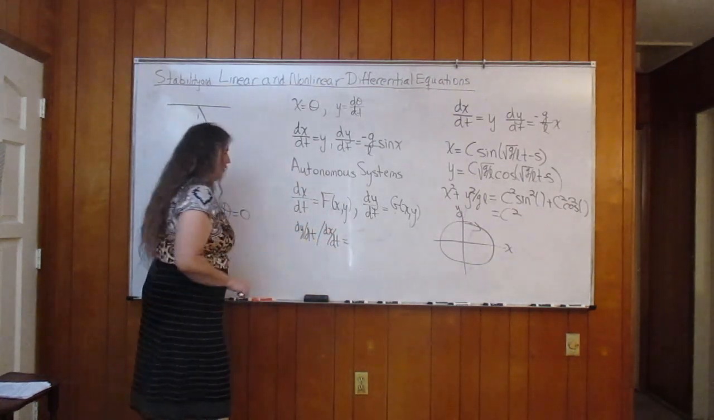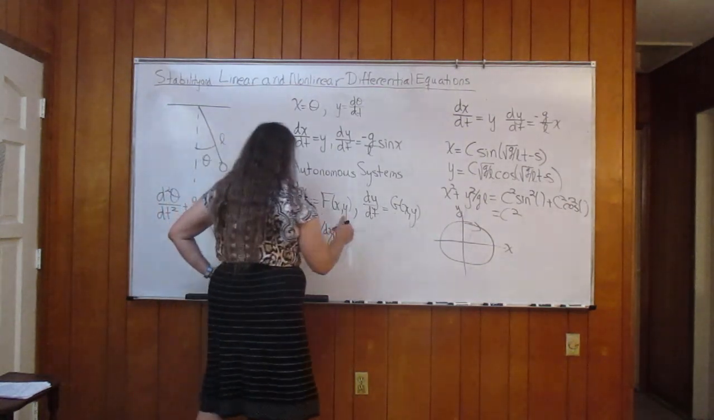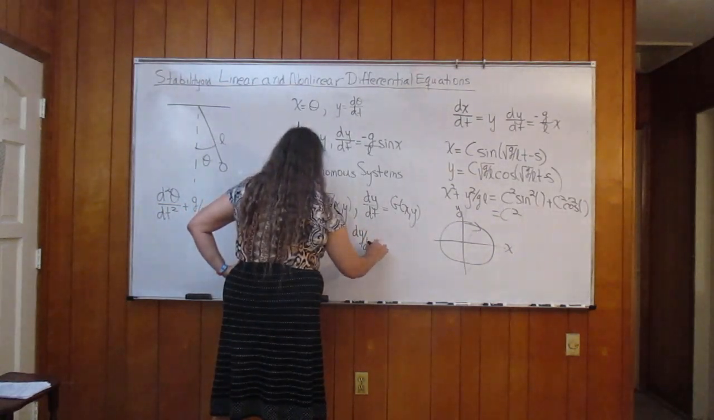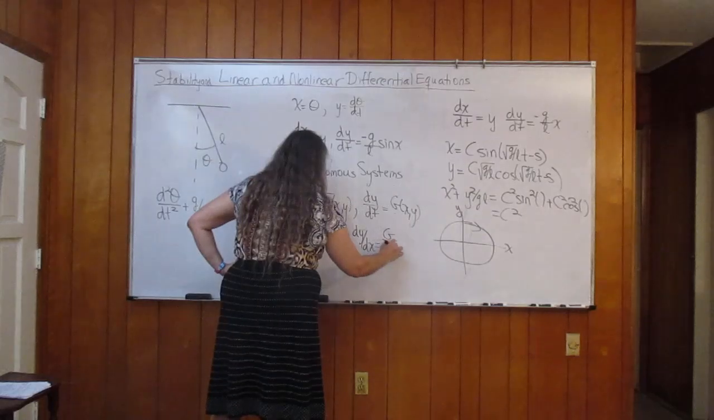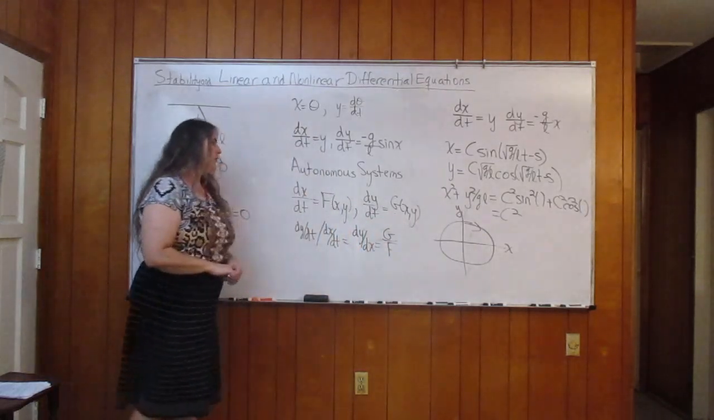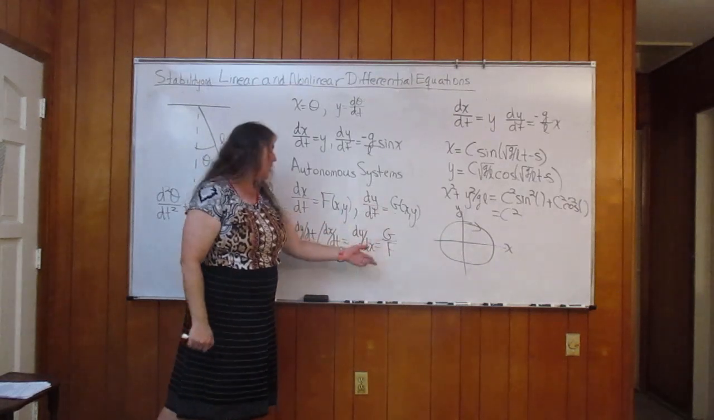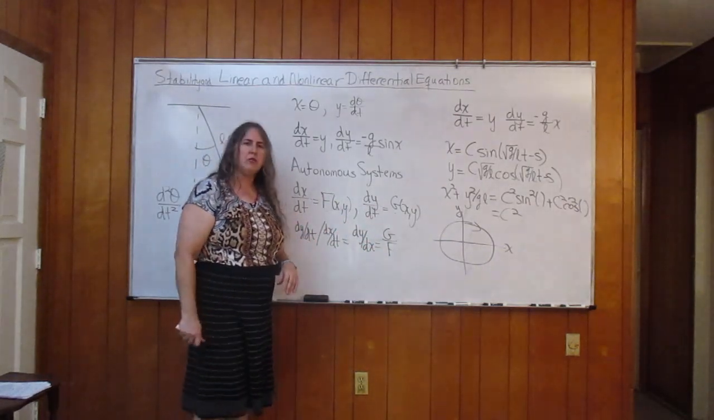Well, suppose I divide dy by dt over dx by dt, that's dy by dx, and that's going to be equal to g over f. So in the case where g is equal to 0 but f is not, then you'd have just dy by dx is equal to 0.